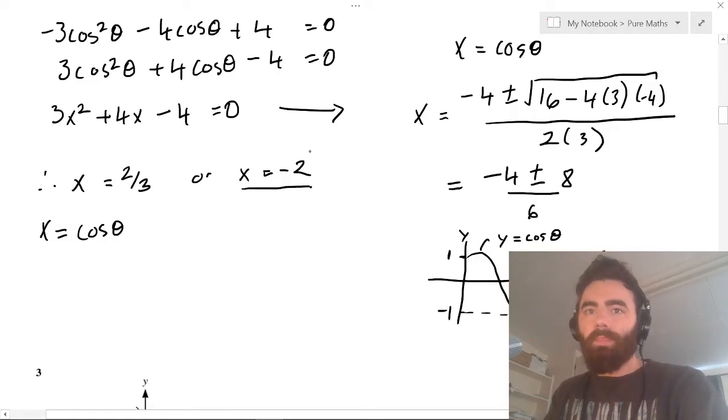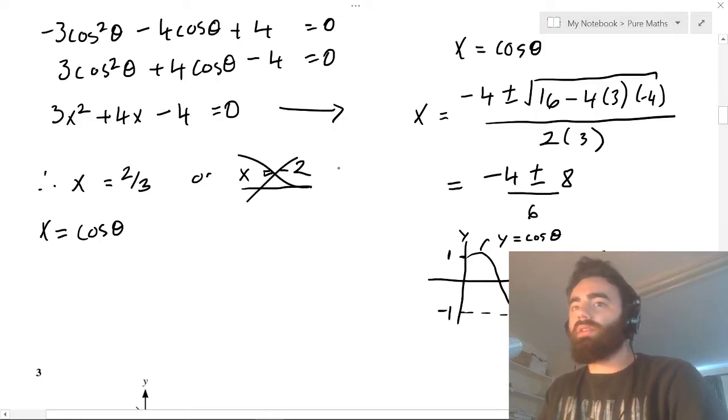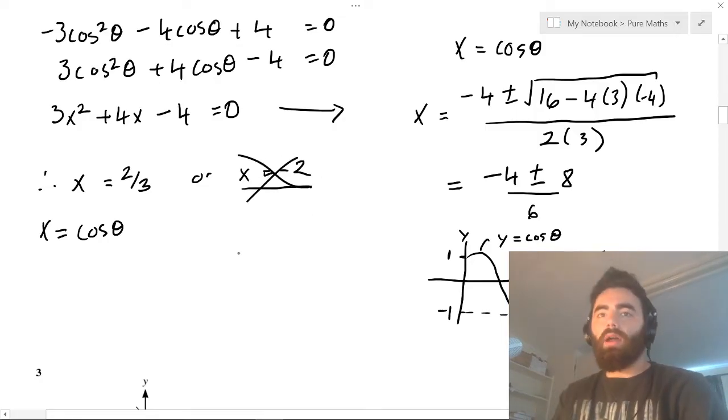So at no point does our cos theta equal -2, because it only oscillates between 1 and -1. So at no point does it equal -2. So it is impossible for it to ever equal -2. So we can just write off this -2 straight away.